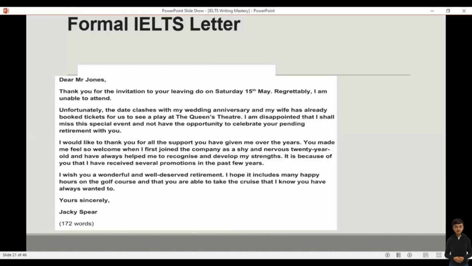Next, we have the formal letter. Let's have a look at the example. Dear Mrs. Jones, thank you for the invitation to your leaving do on Saturday, 15th May. Regrettably, I am unable to attend. Unfortunately, the date clashes with my wedding anniversary, and my wife has already booked tickets for us to see a play at the Queen's Theatre. I'm disappointed that I shall miss this special event and not have the opportunity to celebrate your pending retirement with you. I would like to thank you for all the support you have given me over the years.